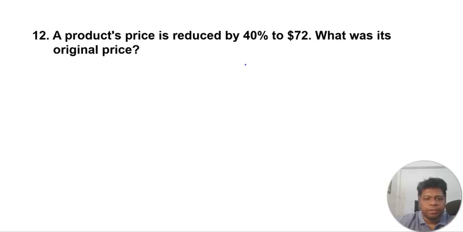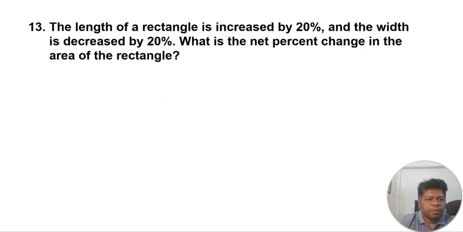A product's price is reduced by 40% to 72. So now it is 60% of the original price. So it will be 60 by 100 of A, where A is the original price, and it will become 72. This is a very straightforward question. Divide by 6, it will become 12. The value of A will be $120. Then comes the next question.